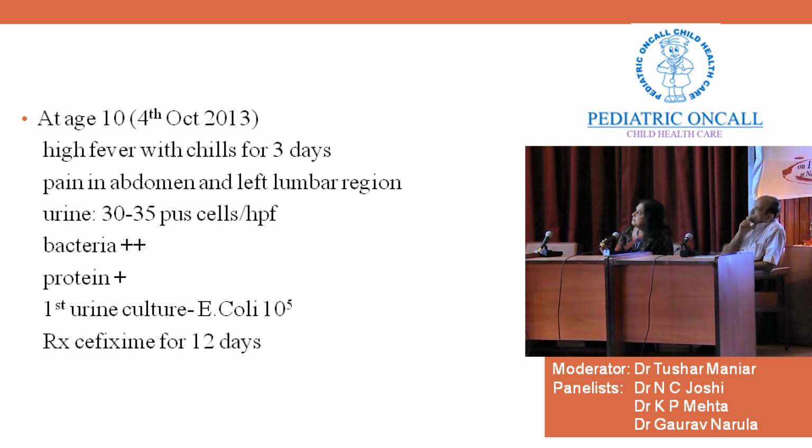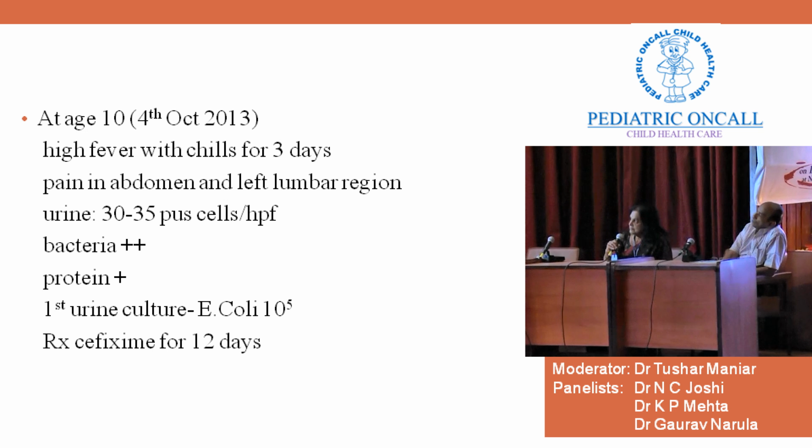Now he presents to us at 10 years of age with high fever with chills for 3 days, pain in abdomen and left lumbar region. His urine routine showed 30 to 35 pus cells, bacteria plus plus, protein 1 plus, and urine culture showed E. coli 10⁵ colony count. And he was treated for 12 days. So ma'am, can you tell us whether this would fit into our definition of recurrent UTI and why are we so worried about recurrent UTI?